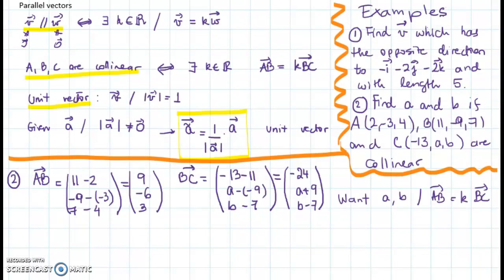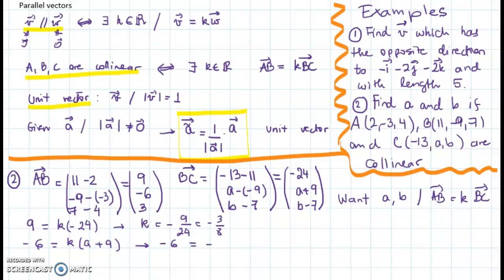So let's see how we achieve this. We are saying that we want 9 to be k times negative 24. So that means we want the value of k to be negative 9 over 24. We can simplify this to negative 3 over 8. We also want negative 6 to be the same as k times a plus 9. So for the value of k that we found, we want negative 6 to be equal to negative 3 over 8 times a plus 9. And from here we want to find the value of a.